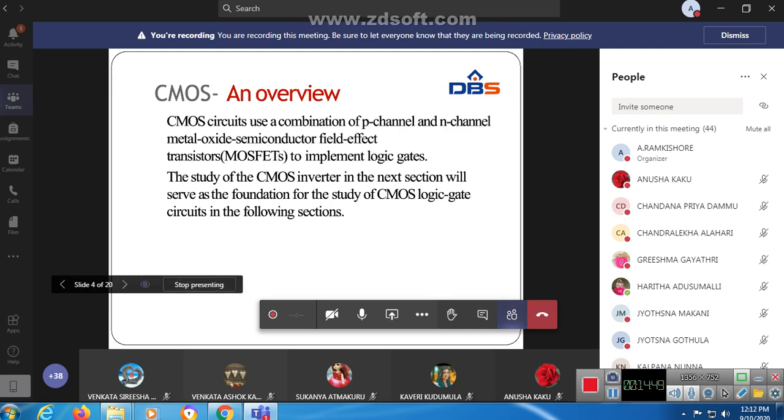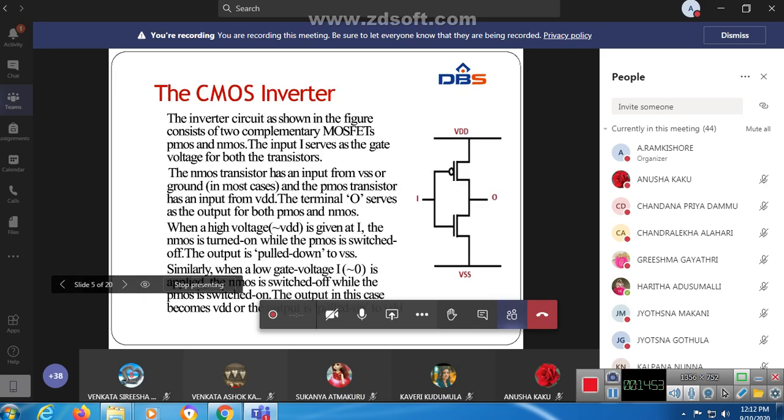So the study of the CMOS inverter, we will see in the next concept. So before going to the CMOS inverter, we discuss what a logic family is. A logic family is a collection of different integrated circuit chips that have similar input, similar output, and internal circuit characteristics, but they perform different logic functions.